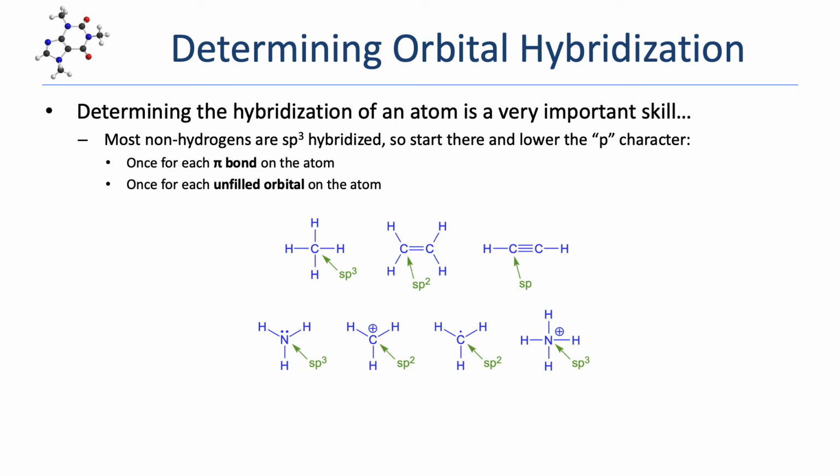Where determining hybridization gets a little more complicated is when there are charges and lone pairs involved. So let's take a look at this molecule, ammonia, NH3. Now, if you look at NH3 in and of itself, there is, in fact, a lone pair on that nitrogen, whether it's drawn or not. And this can be a dangerous thing.